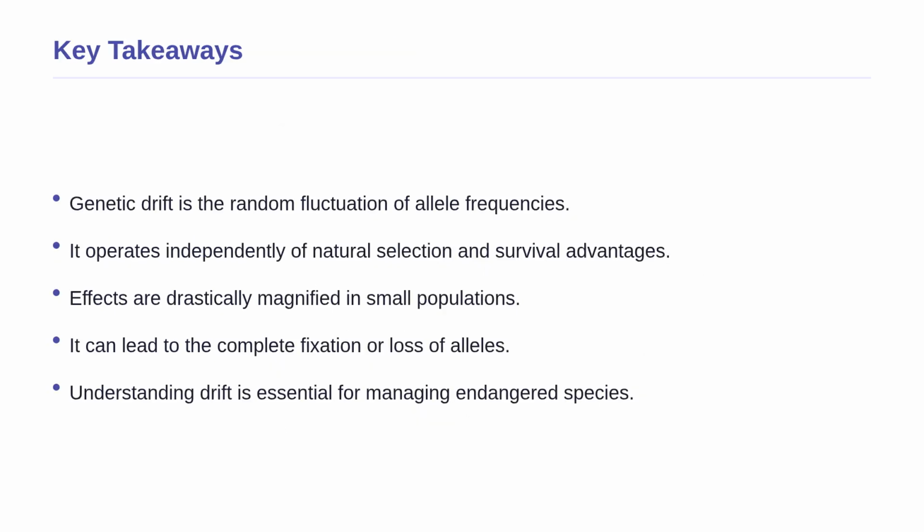We have covered a lot of ground today, so let us summarize the most important ideas. First, genetic drift is the random fluctuation of allele frequencies, driven entirely by chance sampling events. Second, it is a fundamental mechanism of evolution that operates completely independently of natural selection, proving that survival is sometimes just a matter of luck.